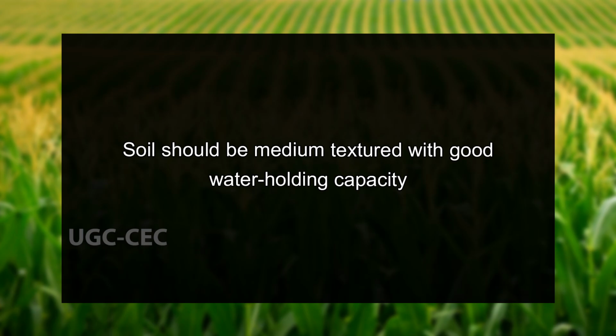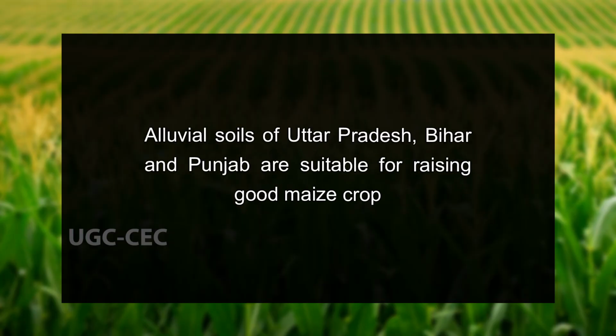Soil. The crop is grown on a wide range of soils. However, it prefers well drained fertile soils. The soil should be medium textured with good water holding capacity. It does not thrive well on heavy clays, especially lowlands. It can be grown successfully in soils with pH ranging from 5.5 to 7.5. The alluvial soils of Uttar Pradesh, Bihar, and Punjab are suitable for raising a good maize crop. The soils with sandy loam to silty loam texture are best for the crop.